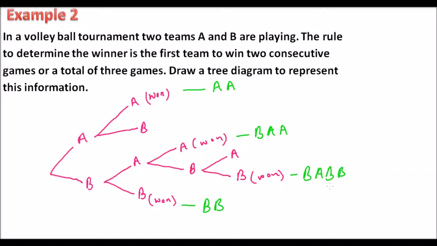So that is how you represent that information in a tree diagram. If the question asks, you can now calculate the probability of a team winning. Once you draw the tree diagram, you should be able to calculate the probability. So let's have a look at another example.